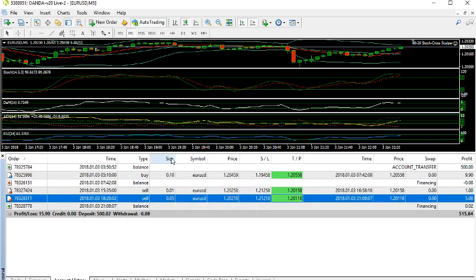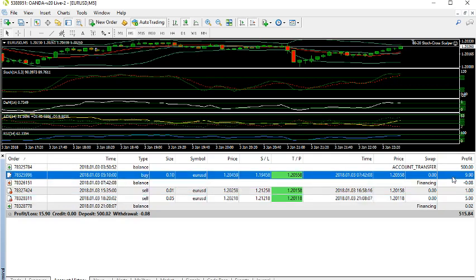But anyways, I experimented with some different lot sizes, and you can see that with a 0.1 lot size, the profit was $9.90. On the flip side, if this had been a loss, it would have been a loss of $100. Remember that 10 to 1 I talked about in the first video? Well, $9.90 is basically $10. 10 times 10 is 100.